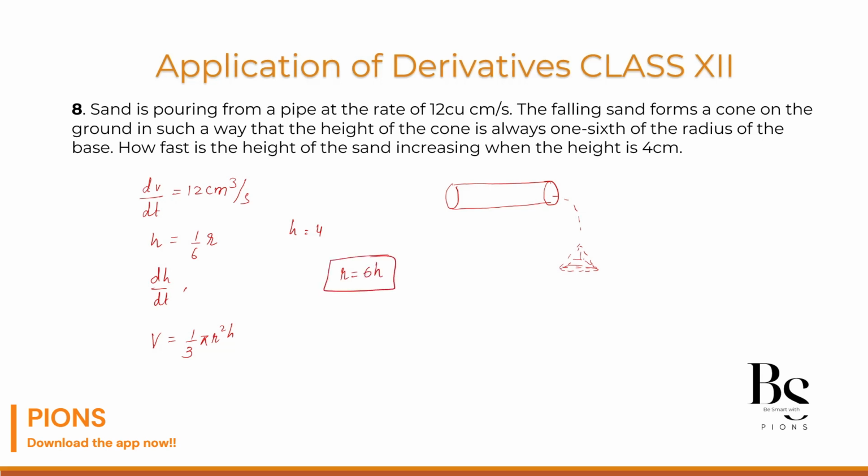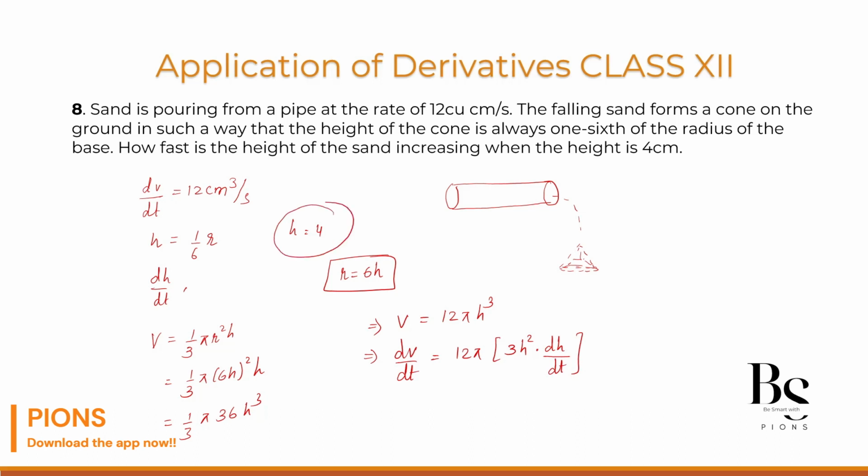Correct? Be very careful. You have to find dh by dt, so you have to keep h in this equation. So let's put r as 6h. 1 by 3 pi (6h) whole square into h. 1 by 3 pi 36h cube. And this implies, here I am solving, volume V equals 12 pi h cube. Let's differentiate it with respect to time. So dV by dt will be equal to 12 pi is a constant, derivative of h cube is 3h square dh by dt. Correct.